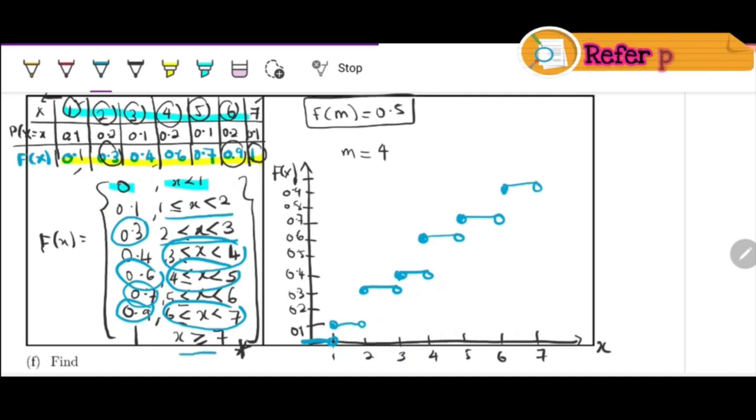And the last one, when x is greater than or equal to 7, F(x) is 1. So this is the graph of the CDF function.